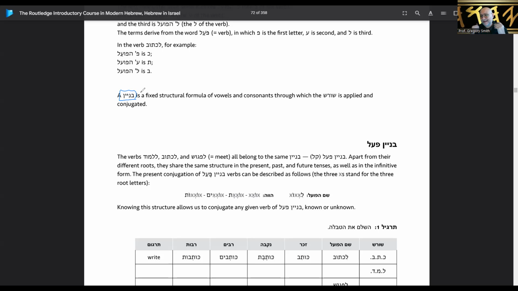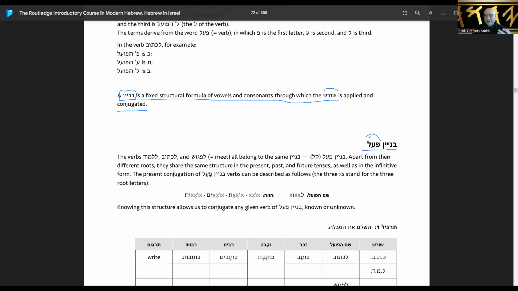So for example, like the word letter, well, it has something to do with writing, right? So it comes from katav. Or authors, it still comes from katav, that 3-letter system. So that's kind of what the binyan is, see? There's a fixed structural formula of vowels and consonants through which the shoresh is applied. So that would be the root. And conjugated. Okay, so binyan pa'al. So guess what? You've got names. There's basically 7 of these structures. Okay, there's 7 of these patterns within this binyan.